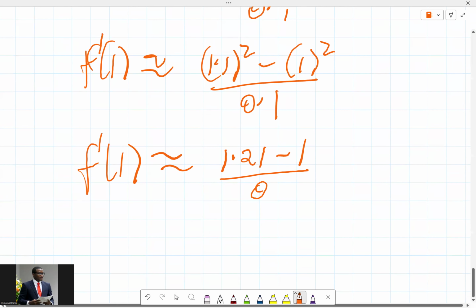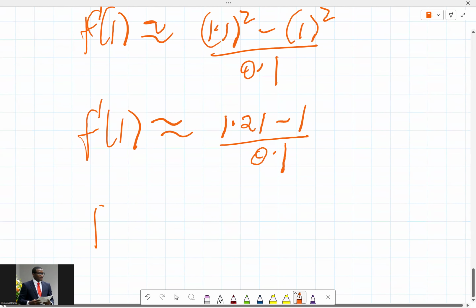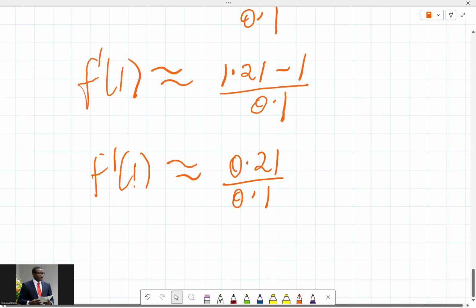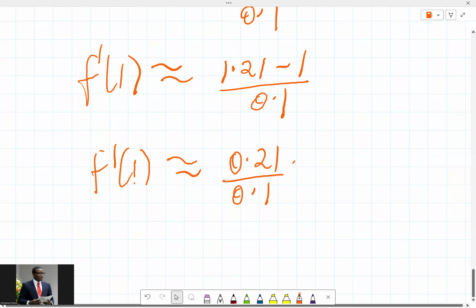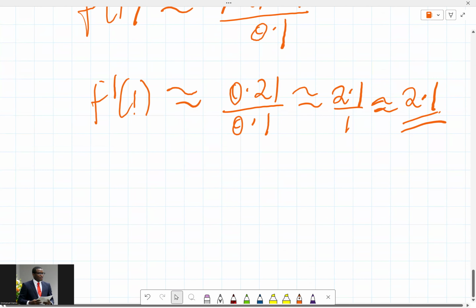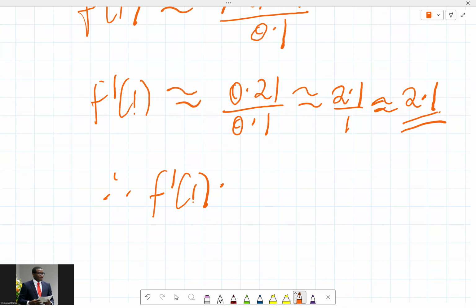So all this over 0.1. And then we have f prime of 1 to be approximately 1.21 minus 1, that is 0.21 divided by 0.1. So we simply know that's 2.1 all over 1, which is 2.1. So we get that easily. So we can say therefore f prime of 1 is approximately 2.1.